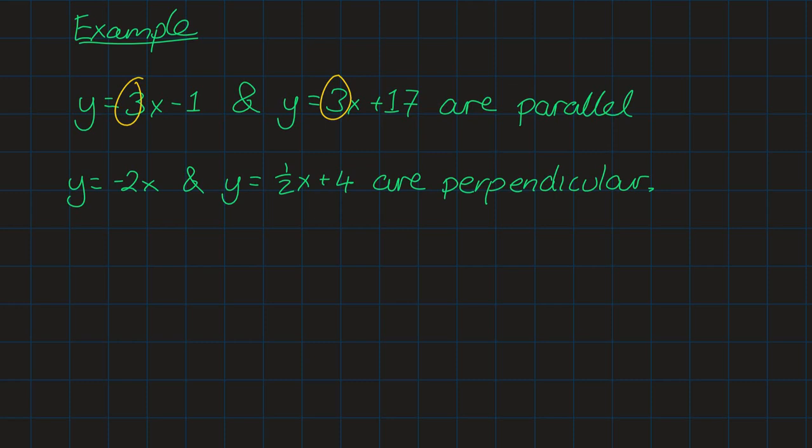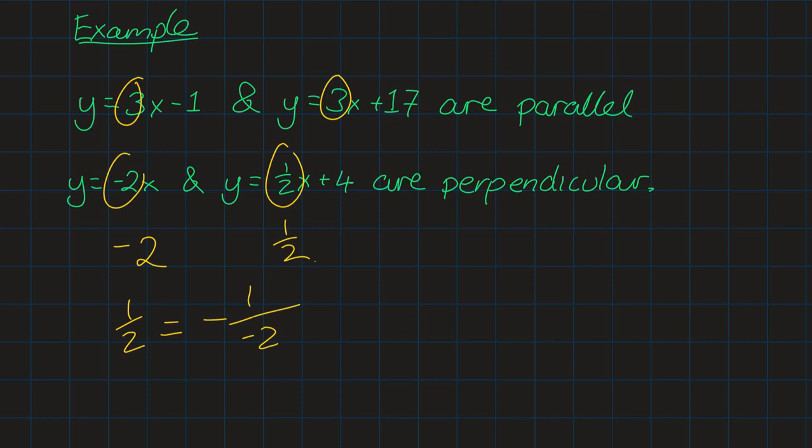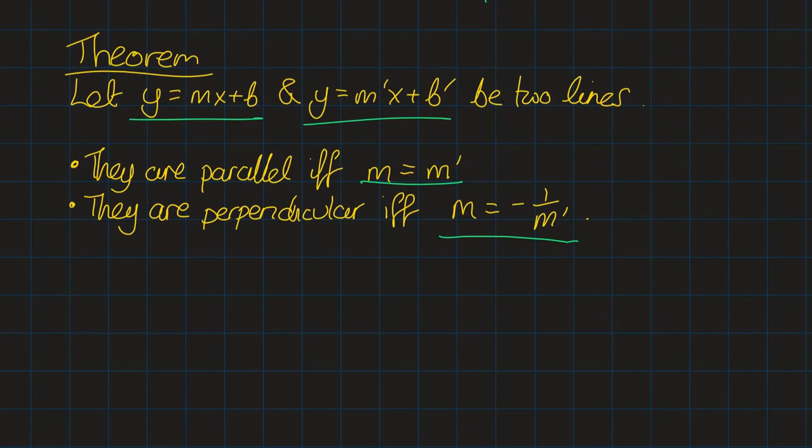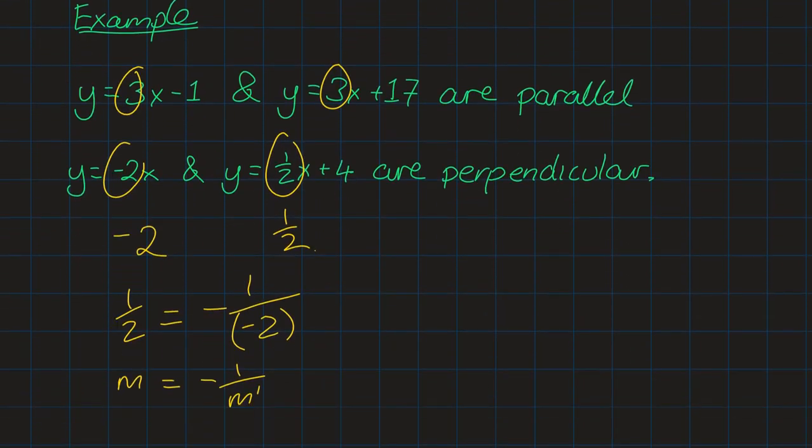In the second line, y equals minus 2x and y equals a half x plus 4, they're perpendicular. And why is this true? Well, minus 2 and a half. If you think about it, you could do this either way. You could say a half is equal to minus 1 divided by minus 2, i.e. m is equal to minus 1 divided by m prime. So these two slopes satisfy this equation right here, which means that the lines are perpendicular.